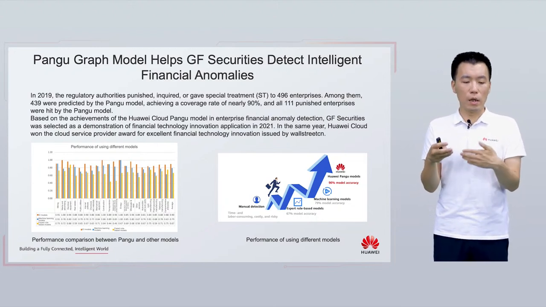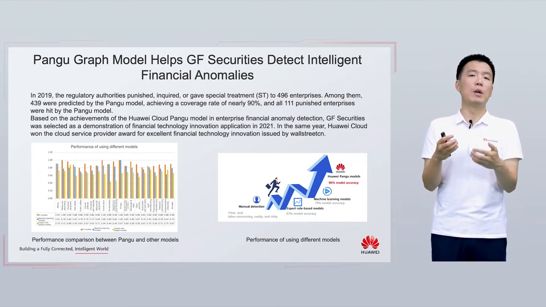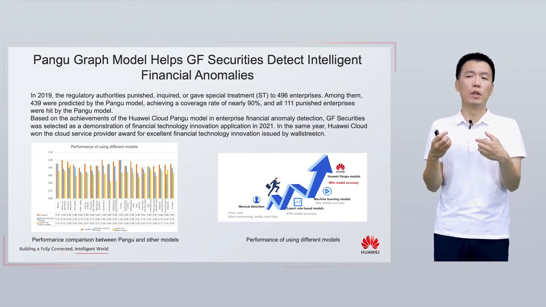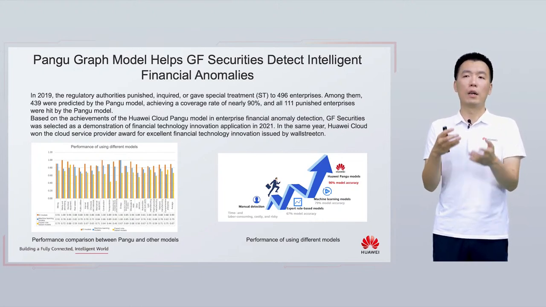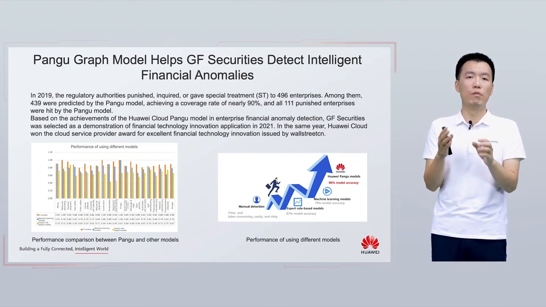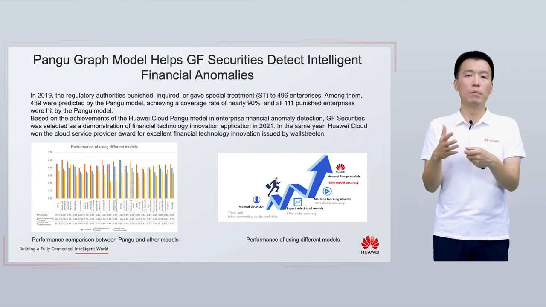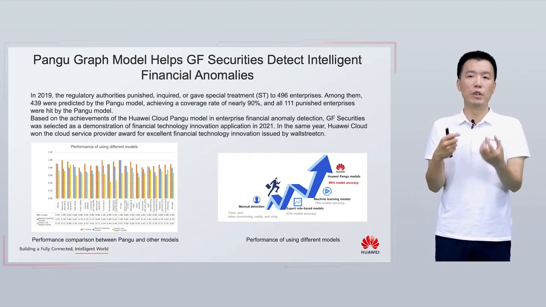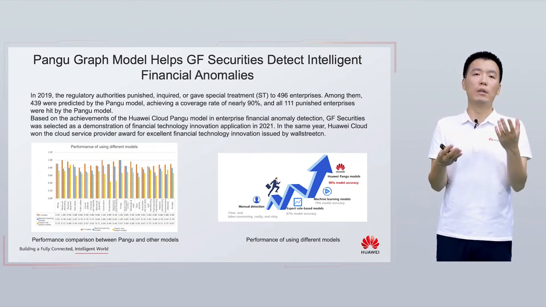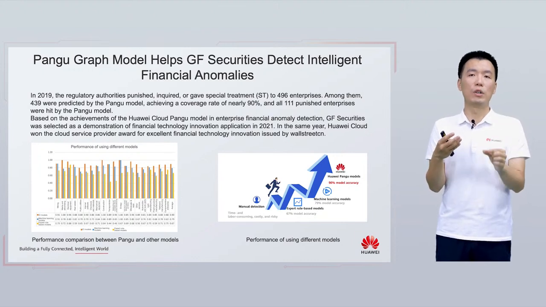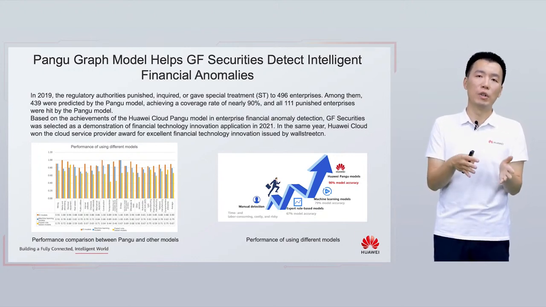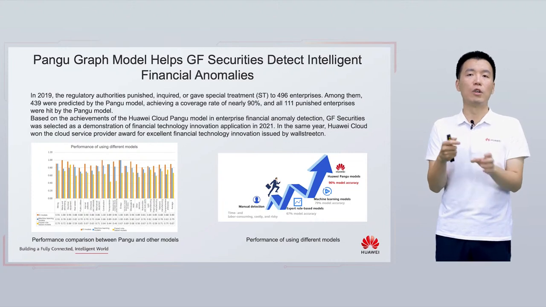You know, many companies will have some financial anomalies, and for a company like Guangfa Securities, detecting these anomalies can help them avoid some potential losses. For example, if you lend money to them, our model can solve this problem because it can deal with the structured data. For example, the financial data using our graph large models.